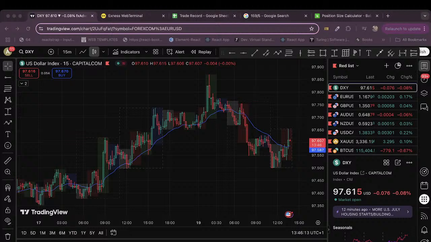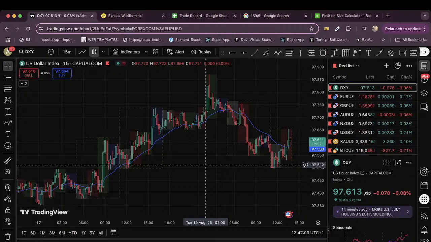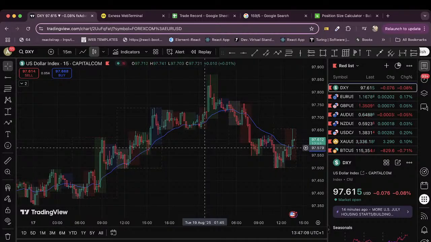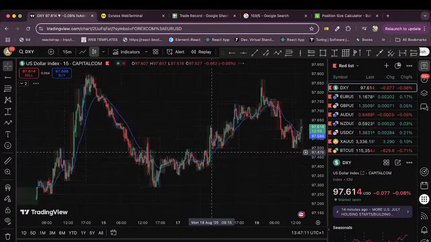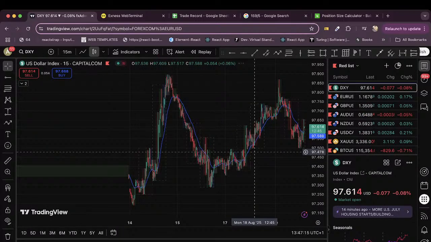So on DXY, what do we see that is happening on DXY? All right. So if we look at DXY, we can pretty much see some obvious things that are going on here. Okay. And what I would want to do is to gain the overall movement of what the market has been doing.